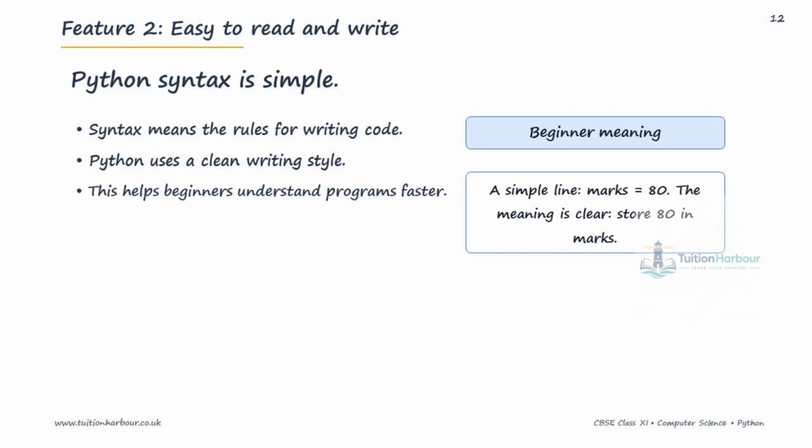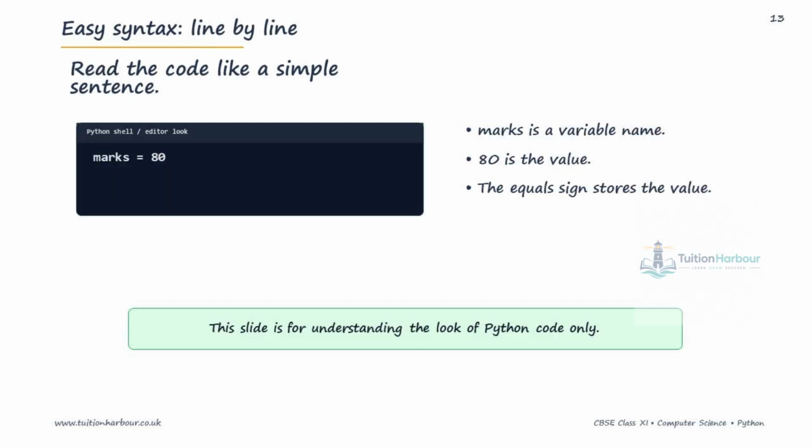Python is easy to read and write because its syntax is simple. Syntax means the rules used for writing program code. For example, marks equals 80 means the value 80 is stored in the variable called marks. The statement is simple to understand.